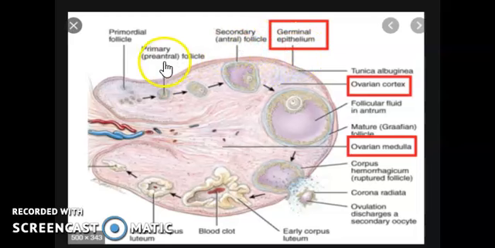Each primary follicle has multi-layered cuboidal follicular cells. The stroma cells add a theca over the follicle. It now changes into a secondary follicle, and the granulosa cells increase in number. They start producing the hormone estrogen. The secondary follicle goes on to become the Graafian follicle.